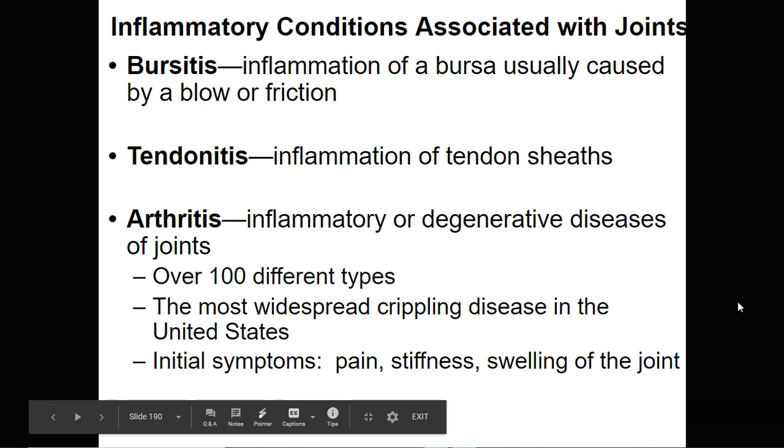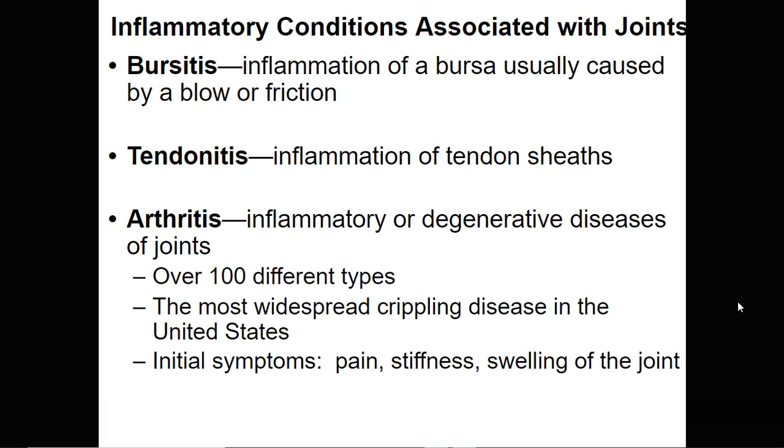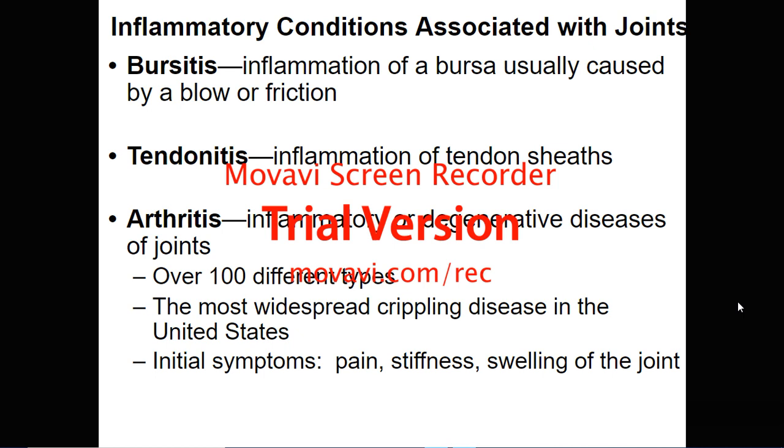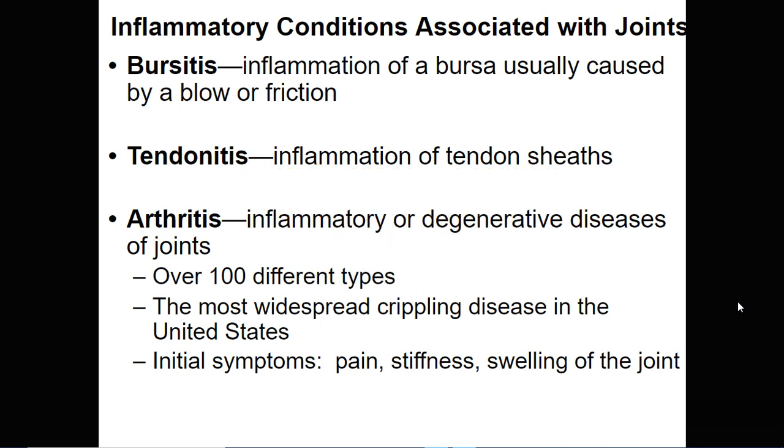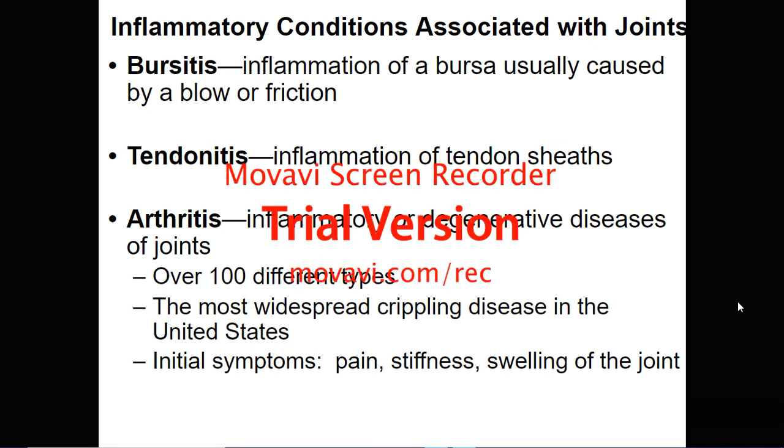Bursitis is inflammation of a bursa, and it's usually caused by a blow or friction. So, for example, falling on one's knee may result in painful bursitis of the prepatellar bursa. You guys are students, and you might have a lot of prolonged leaning on one's elbow, and that might damage the bursa close to the olecranon. All right, and that can also cause bursitis of the elbow.